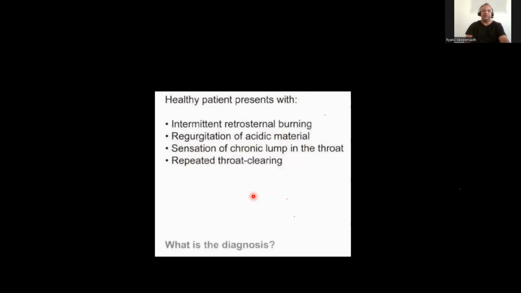Healthy patient here comes in with intermittent retrosternal burning, regurgitation of acidic material, sensation of chronic lump in the throat, and repetitive throat clearing. Okay, so this is the typical picture of gastroesophageal reflux disease. Quite common nowadays. Good. Watch out because GERD can actually predispose to Barrett's metaplasia because of chronic reflux. And then, of course, you guys know there's metaplasia of the lower third of the esophageal epithelium, which is normally stratified squamous. And then you have metaplasia to become columnar. And that, of course, is a pre-malignant lesion, which is always why we're very concerned about that.